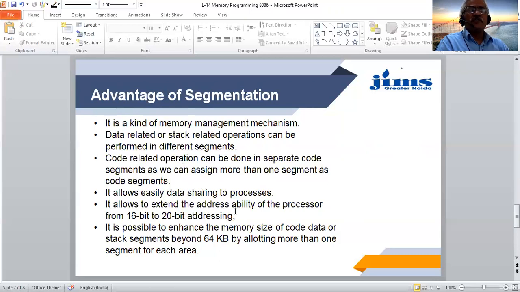It allows extending the addressability, because the size of the address registers is 16-bit, but physically there is a 20-bit address space. So memory segmentation allows converting this 16-bit address space to 20-bit by using the expression: physical address is equal to segment value multiplied by 10 plus the offset value. And finally, it is possible to enhance the memory size of the code, data or stack segment beyond 64 kilobytes by loading more than one segment.